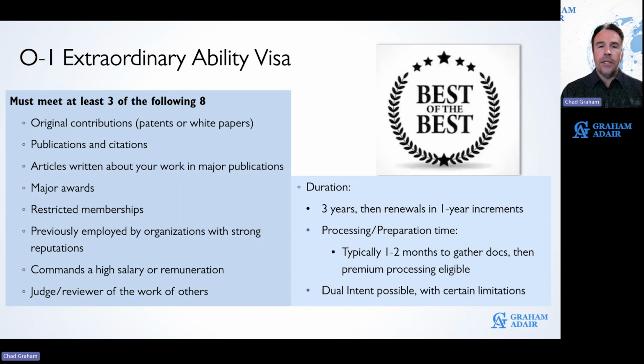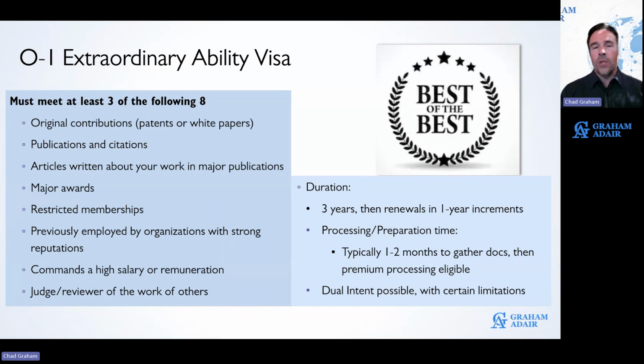It's fairly easy to get in terms of processing times, whereas the H-1B was 6 to 12 months. The O1 is more like 1 to 2 months. It's much faster. And so unless you're in a real hurry, you typically don't need to add the premium processing fee, so you can save some money there.